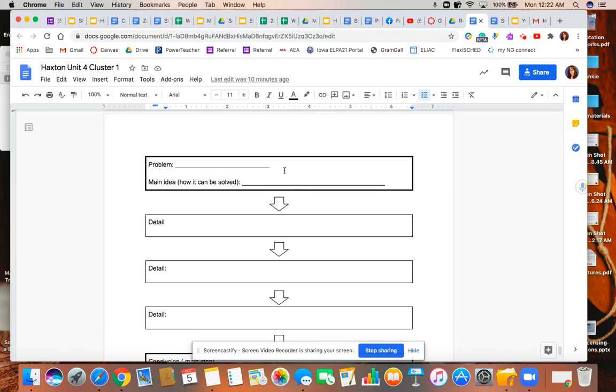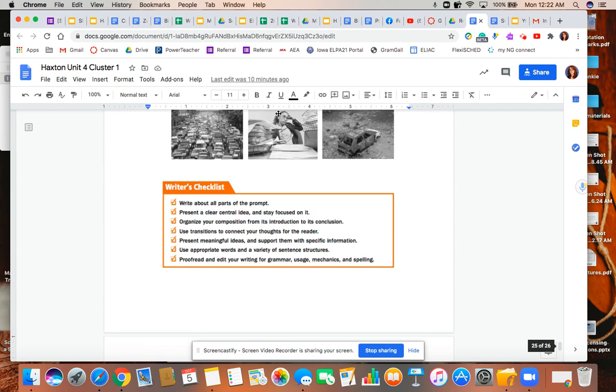So down here is a graphic organizer. These boxes are called a graphic organizer. And a graphic organizer is just a place where you organize your ideas in a visual way. So here in the top box, you write the problem. So which of these problems you chose, right?